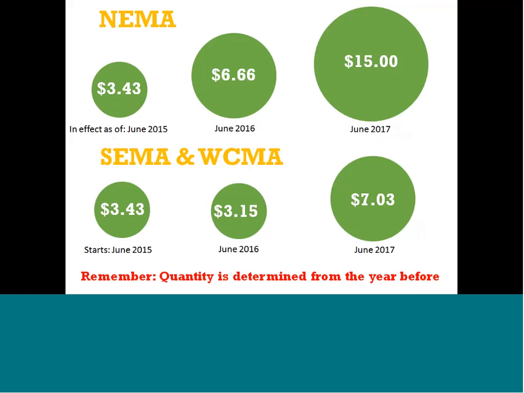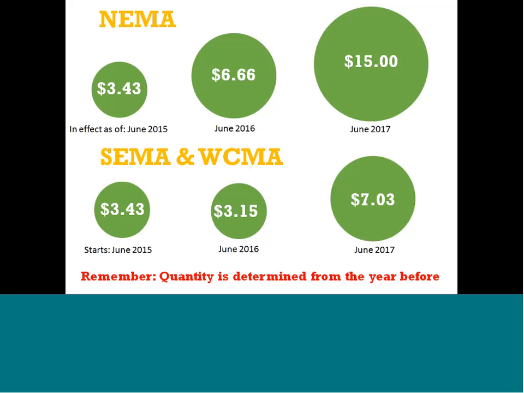So this just shows the different load zones. We'll look at NEMA first. Starting back in the summer of June 2015, your capacity price was $3.43, and then it just about doubled. For last summer, you were getting billed at $6.66, and then going into this summer, starting tomorrow, you're going to be getting billed at $15 per capacity. Unfortunately, if you didn't take any action last summer, there's nothing you can really do to change that for this year, but taking action this summer can help you look for the outlook for next year.